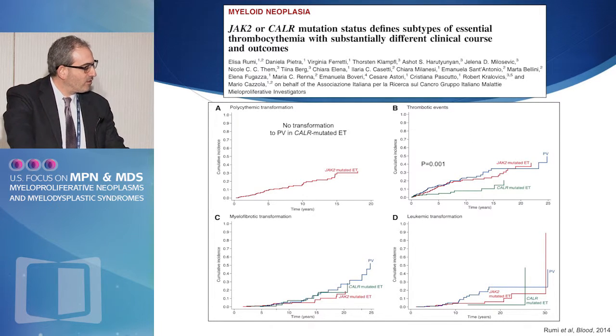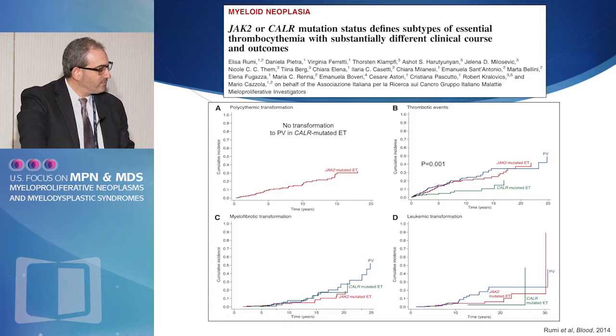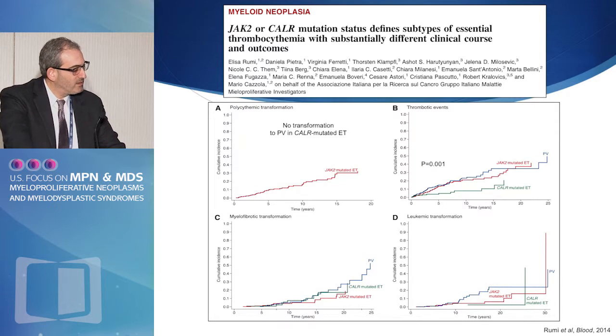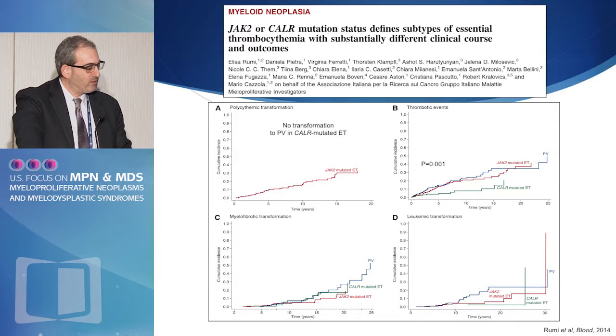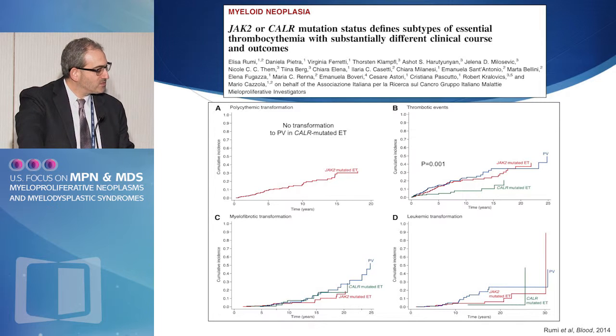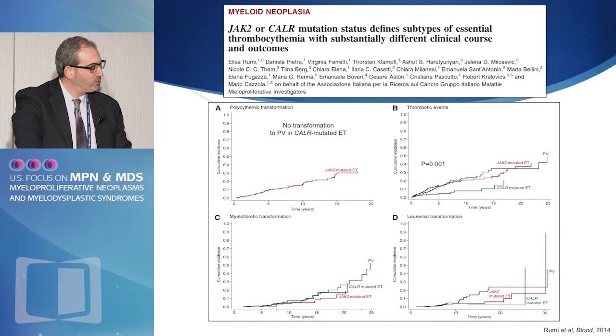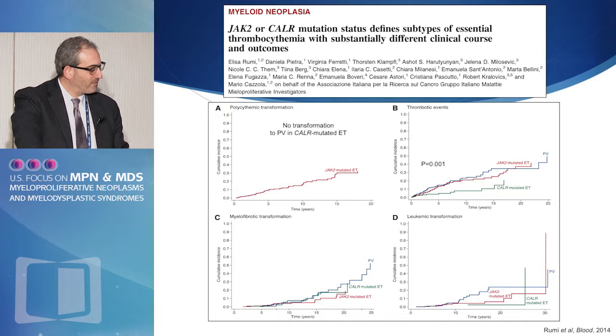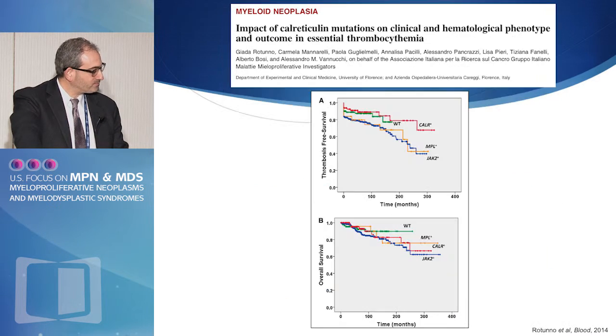And looking at Kaplan-Meier curves for various long-term endpoints, in terms of patients with ET, there is no evolution to PV if you have the CALR mutation, but if you have the JAK2 mutation in ET, there is a certain evolution rate from ET evolving into PV over time. Thrombotic events, again, were higher if you had JAK2 mutated ET versus CALR mutated ET, whereas the rates of transformation to myelofibrosis or to acute leukemia were not different between CALR and JAK2 mutated ET. Again, this will hopefully answer some of that question that preceded my talk.